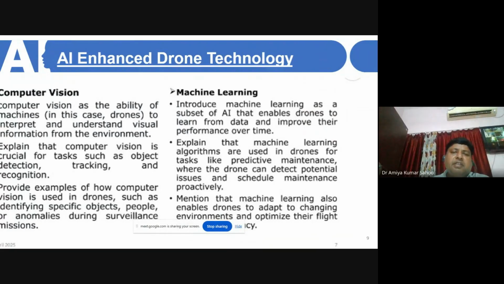Computer vision is the ability of machines, in this case drones, to interpret and understand visual information from the environment. Machine learning plays a vital role, as it is a subset of artificial intelligence, which enables drones to learn from data and improve their performance over time.